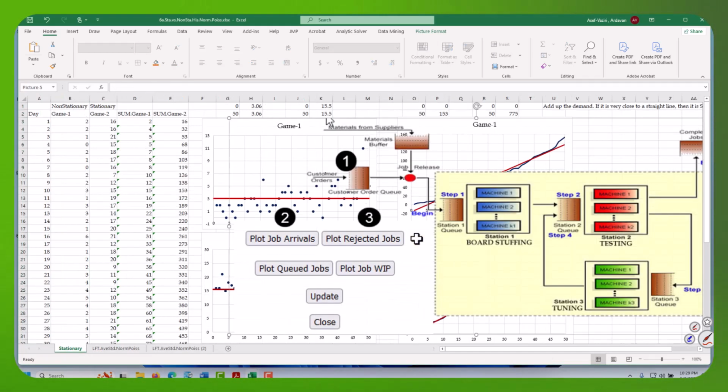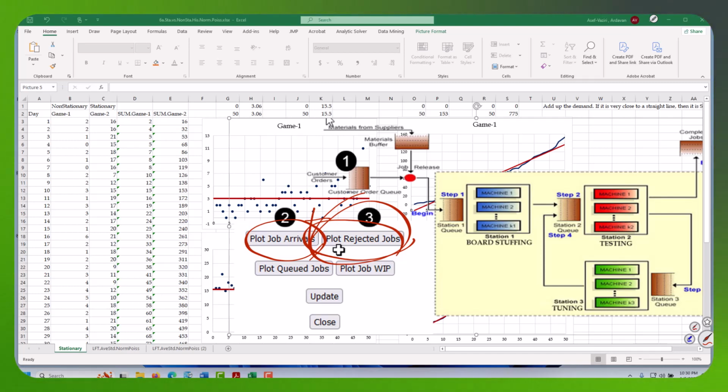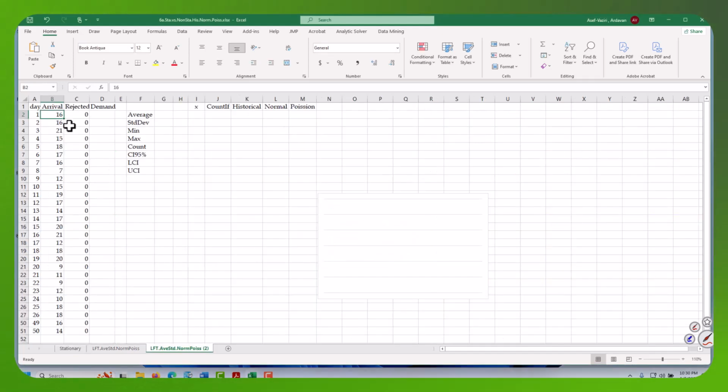We said we go ahead and look at the job arrival, and also we look at rejected jobs and add them together. These rejected jobs were rejected. They didn't come, but if you are doing capacity planning, we need to consider them. Job arrival, rejected job, we add them together.